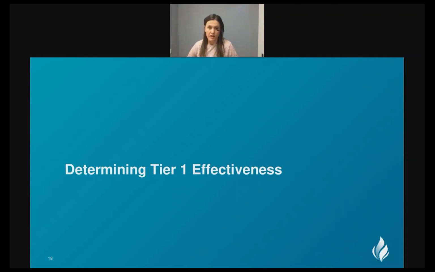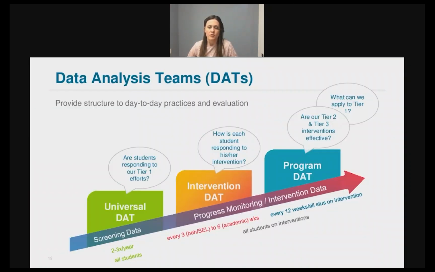So when we think about how do we know what is effective, how do we figure out is tier one actually working? There's a few different structures that can be put in place. This is a visual that I am really excited about. Lynn, who introduced me, we have worked together on this, and I love this visual that she helped me come up with. So data analysis teams really are that structure when we think about that intentionally integrated infrastructure.